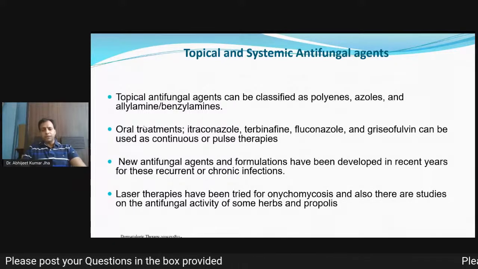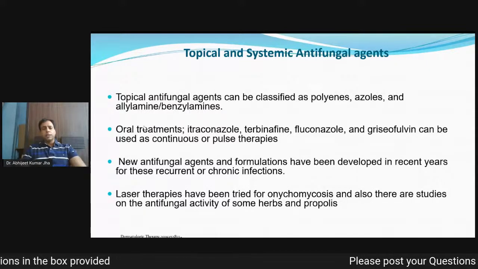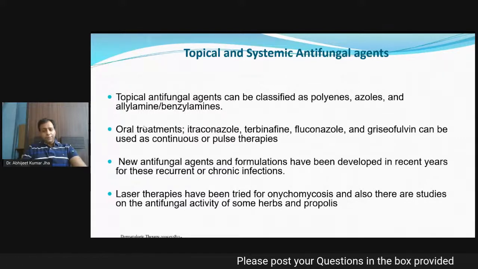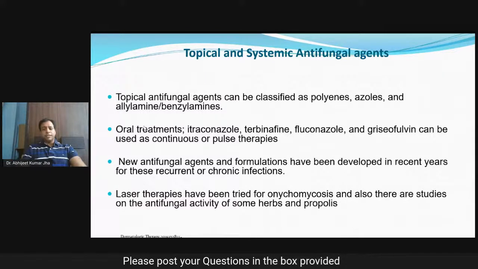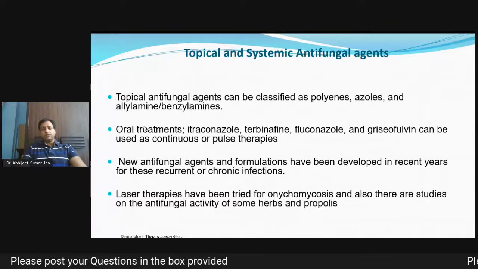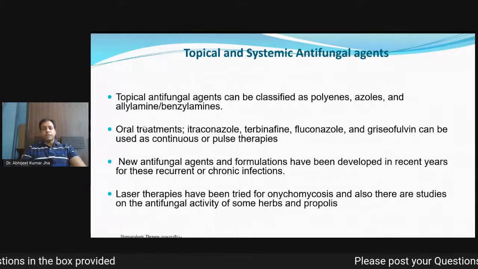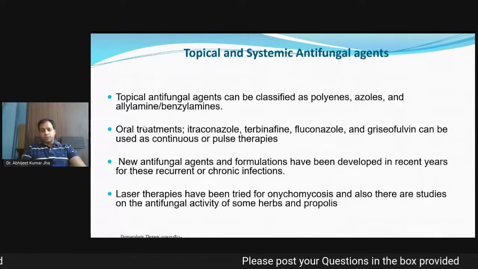Now, the newer antifungal agents are also coming to the market. Laser therapies have been used for onychomycosis, but it should not be used as a first line treatment because it does not give us a permanent cure.